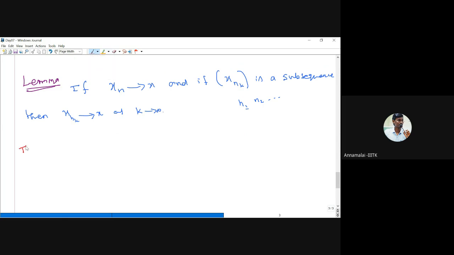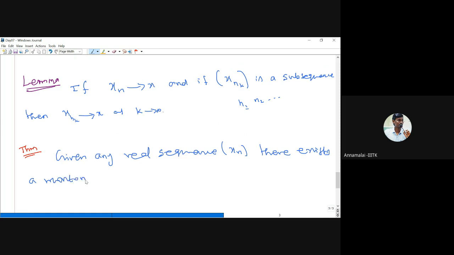We state it as a theorem. The theorem is the existence of a monotone subsequence of a real sequence. What the theorem says: given any real sequence x_n, there exists a monotone subsequence. Monotone means either an increasing or a decreasing subsequence. It's a very important result.